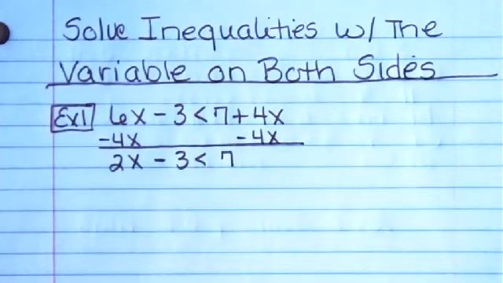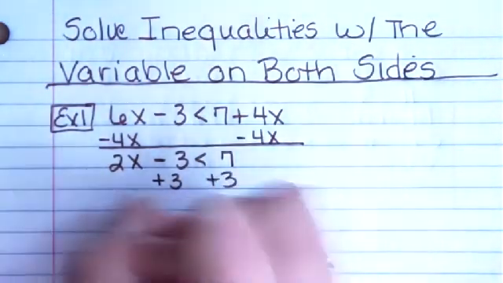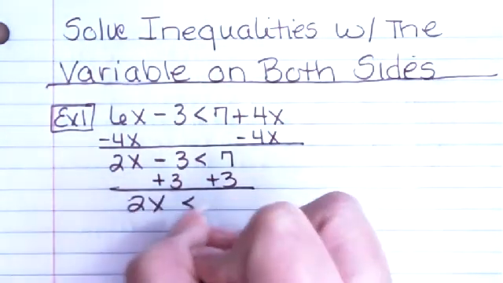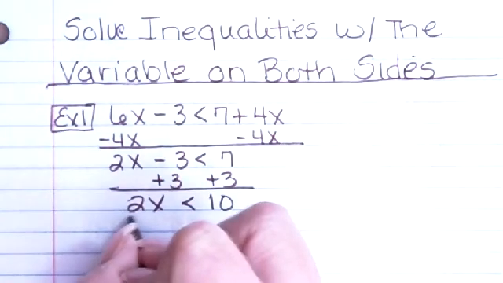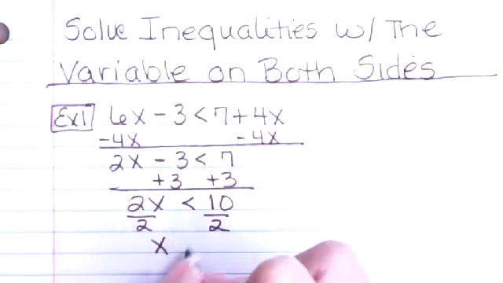Now, solving it just like we would if it was an equation, we're going to add the 3 to both sides. So now I've got 2x is less than 10. And I'm going to divide by the 2. And I've got x is less than 5.